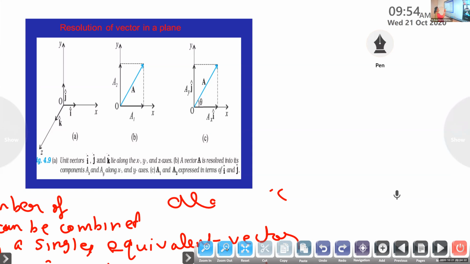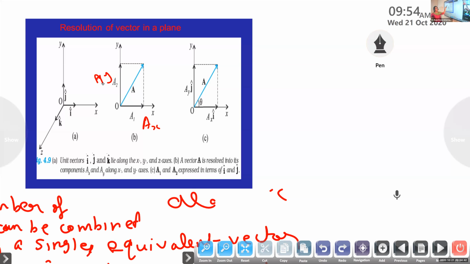Sometimes in the book, this A1 will not be there. Directly you can write this is AX, this is AY. You don't have to write A1, A2. Since the book is given, I am just giving you. There's no importance of A1, A2. You can just write AX because it is the x-axis component AX, and the y-axis component AY.